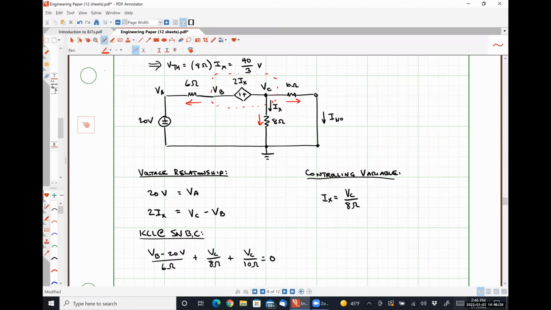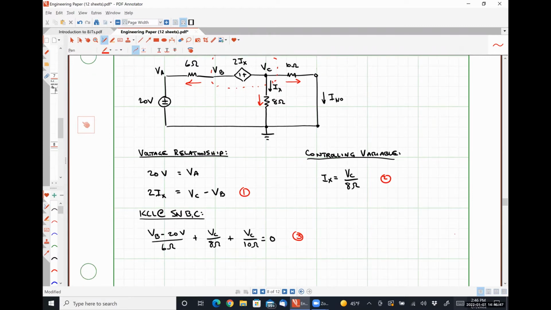So we can use this guy, this guy, and this guy to solve our 3 equation, 3 unknown system, or we could do a substitution where we substitute in IX is equal to VC over 8 ohms to make it 2 equations, 2 unknowns. Whatever floats your boat, let's just solve for those 3 quantities. So we know that VA is 20 volts. We don't know what VB is. We don't know what VC is as of yet. We don't know what IX is.